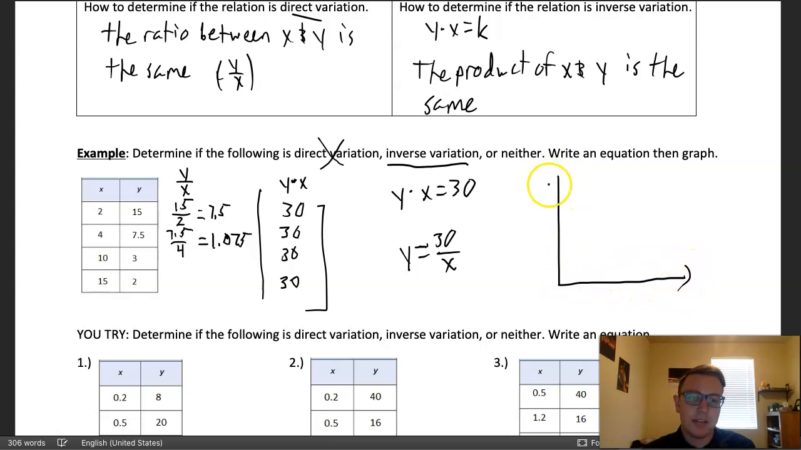We have some values here. We know we have (2, 15), we have (4, 7.5), we have (10, 3), and we have (15, 2). So let's graph this. We're going to go up by 5s.